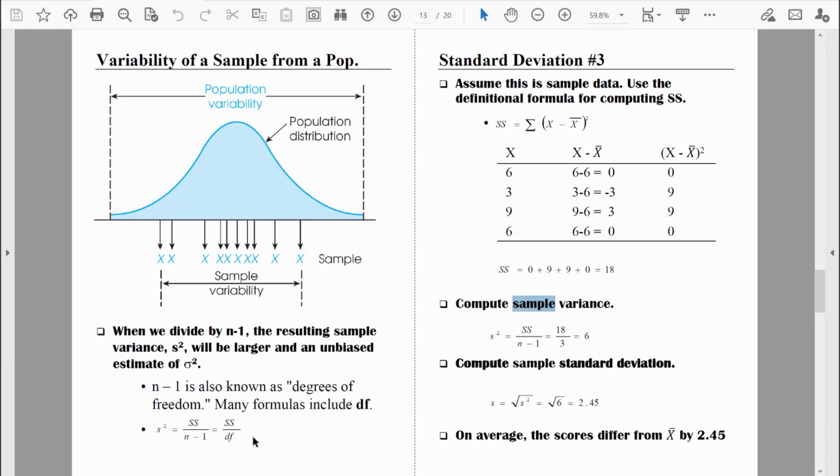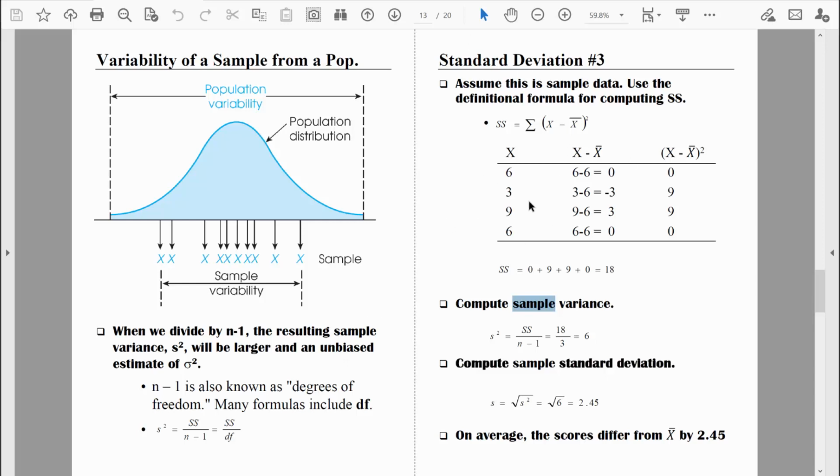When I divide something, like the sum of squares, by a smaller number, the answer that I'm going to get for sample variance will be larger. That n minus 1 correction that we see right there is actually pretty common in many of the formulas that we will see throughout the semester. And in fact, it has its own name. We call it degrees of freedom. So sometimes the formula for sample variance is written sum of squares divided by degrees of freedom.